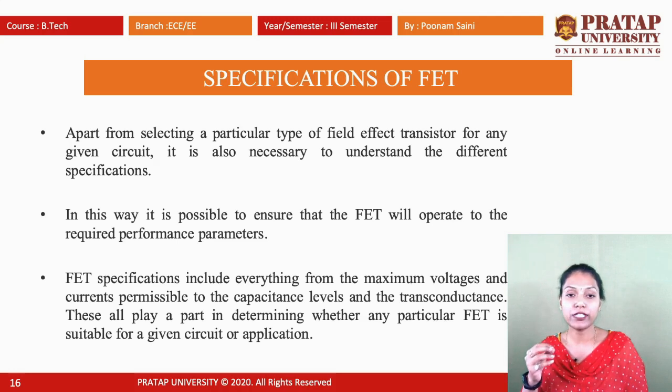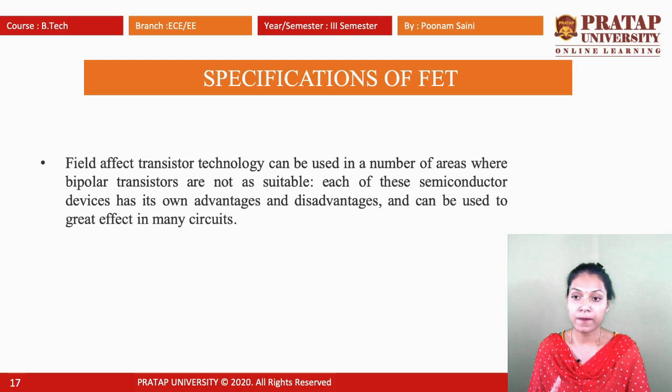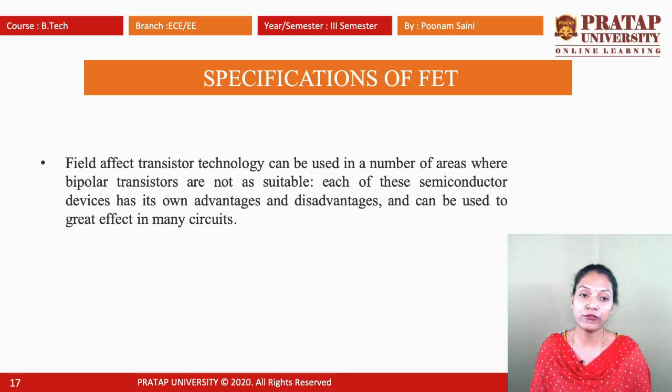Apart from selecting a particular type of field effect transistor for any given circuit, it is also necessary to understand the different specifications. In this way, it is possible to ensure that the FET will operate to the required performance parameters, and FET specifications include everything from the maximum voltage and current. So we can say that there are many advantages over the BJT and also many disadvantages. FET has both advantages and disadvantages. Field effect transistor technology can be used in a number of areas where bipolar transistors are not as suitable. Each of these semiconductor devices has its own advantages and disadvantages and can be used to great effect in many circuits.